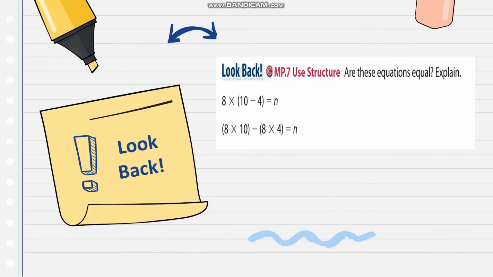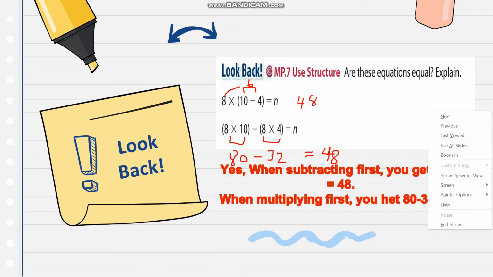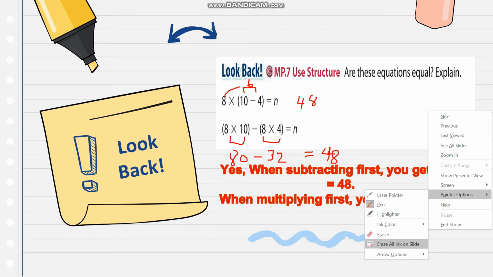Okay? Now, are these equations equal? Let's prove it. 10 minus 4 is equivalent to 6, and 8 multiplied by 6 is equivalent to 48. How about this one? 8 multiplied by 10 is 80, minus 8 multiplied by 4 is 32. So 80 minus 32 is the same as 48. So the equation is true. Okay?